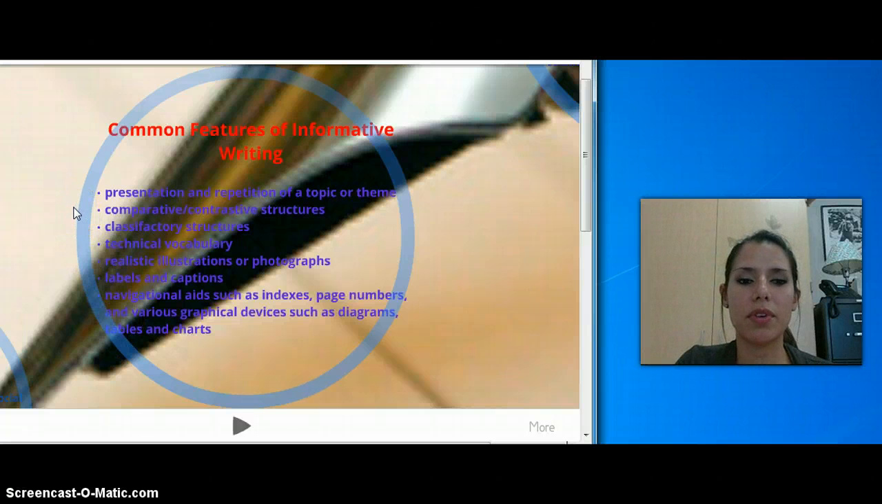Common features of informative writing include presentation and repetition of a topic, comparative and contrastive structures, classificatory structures, technical vocabulary, realistic illustrations or photographs, so no drawings, no paintings, labels and captions, and navigational aids such as indexes, page numbers, and various graphical devices such as diagrams, tables, and charts. So some examples of informative writing might include textbooks, dictionaries, thesauruses, anything with charts, so maps, atlas, all of those are informative writing.